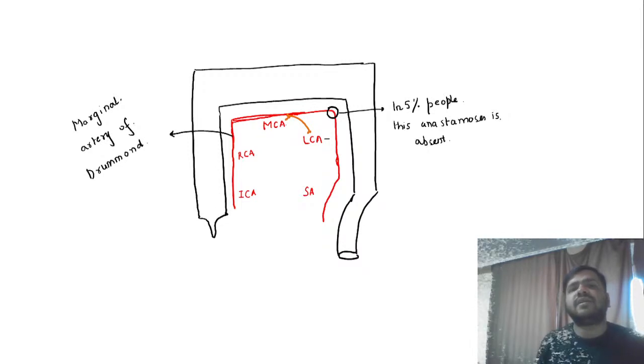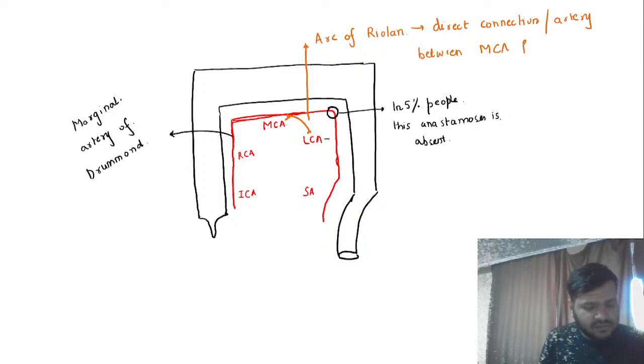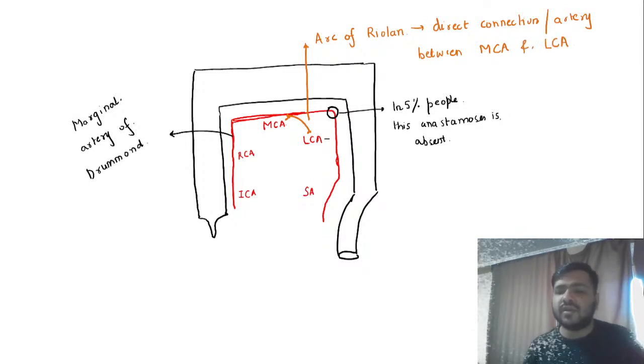The middle colic artery and left colic artery have a direct connection, and we name this the arc of Riolan. It is the direct connection, or the direct artery, between the middle colic artery and the left colic artery.